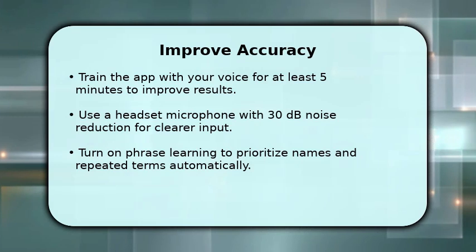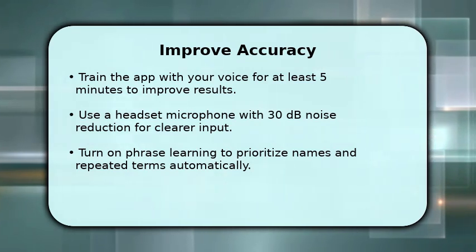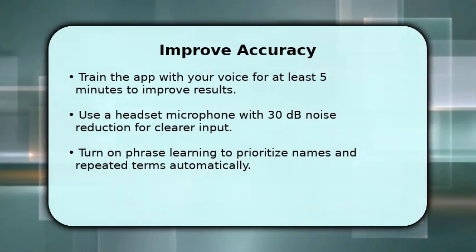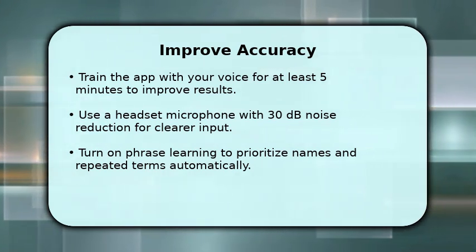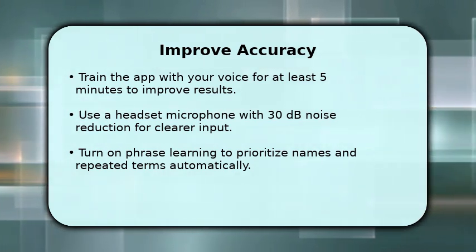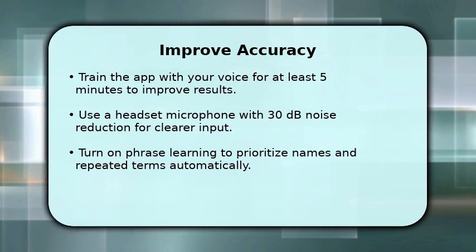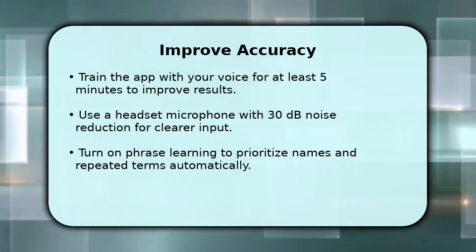Train the app with your voice for at least 5 minutes to improve accuracy. Read a standard paragraph slowly and naturally during training. Use a headset microphone with about 30 dB noise reduction for clearer input. Position the mic 3.5 inches from your mouth to prevent clipping.